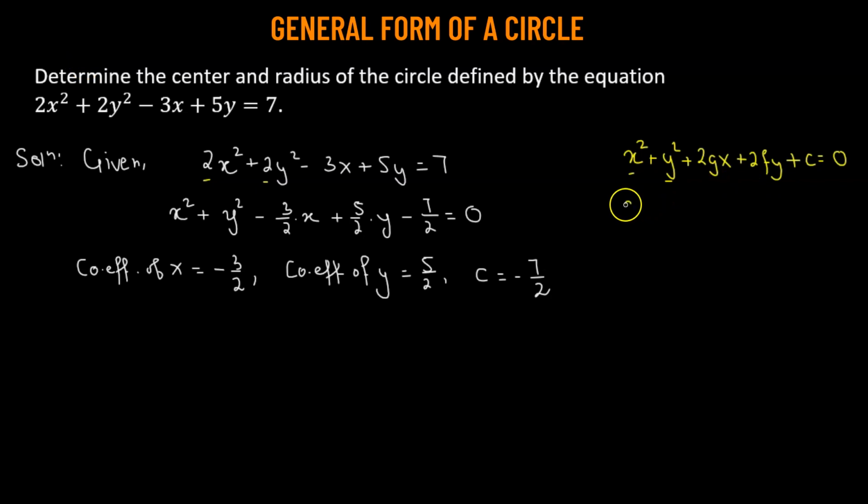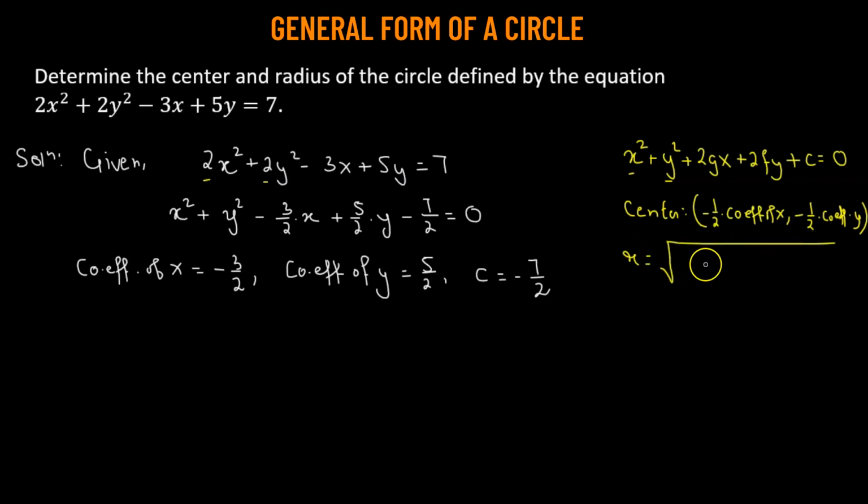Whenever we have a circle in its general form, the center of the circle is given by negative half times the coefficient of x as the x coordinate, and negative half times the coefficient of y as the y coordinate. And the radius of the circle is given by the square root of half times the coefficient of x, squared, plus half times the coefficient of y, squared, and from it we subtract the constant term. So let's find out the values.